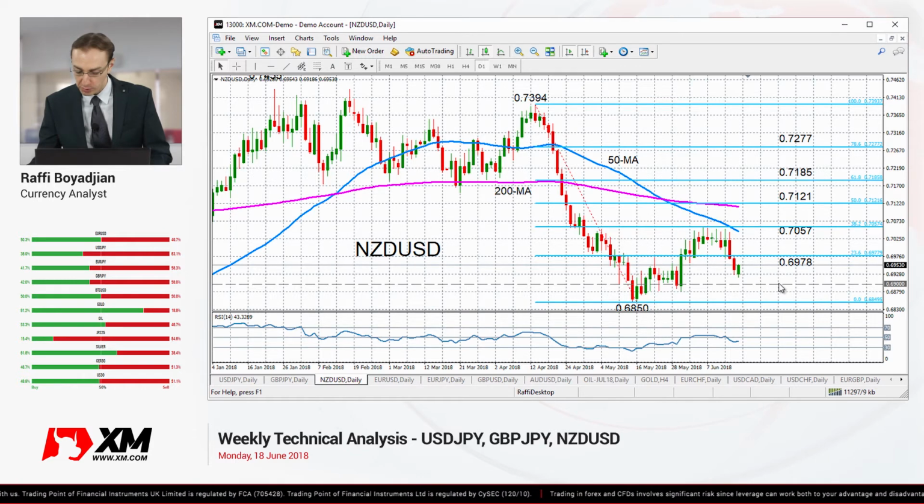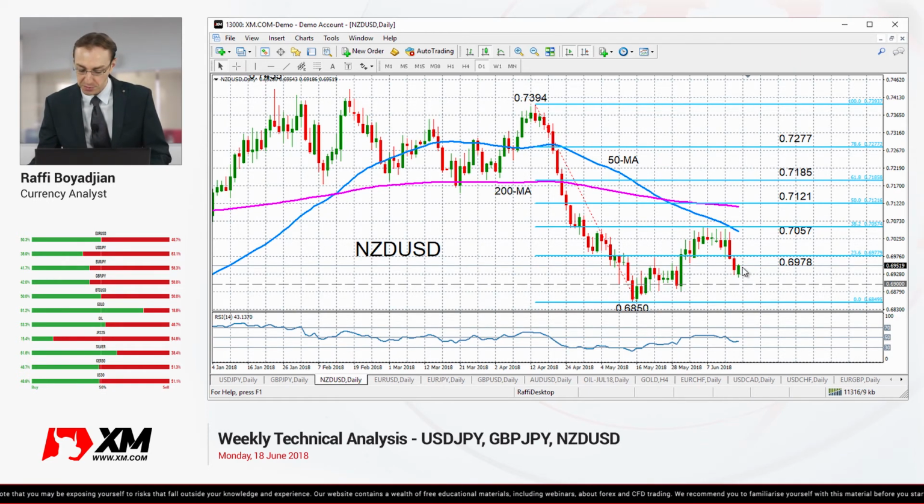To the downside, we've got support at the 0.69 handle, and below that we have the 5 months low of 0.6850 from back in May. If prices were to breach that low, we could then see the medium-term picture, the medium-term picture is already bearish, and a drop below that level would reinforce that bearish structure.